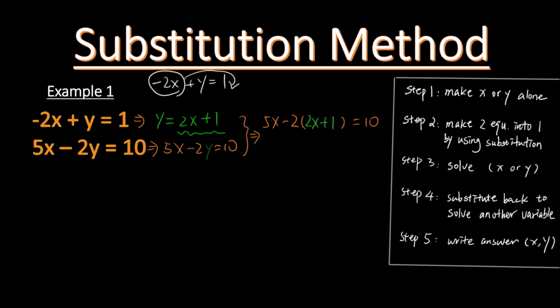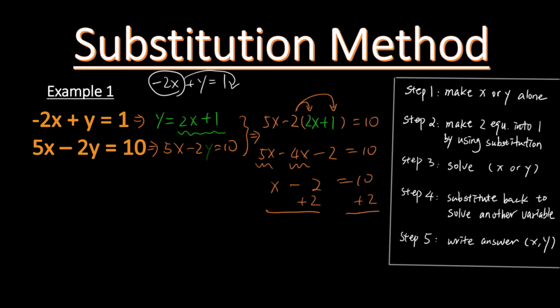We use the distributive property to open this parenthesis. We have 5x minus 4x minus 2 equals 10, and then combine the left terms. 5x minus 4x is x, and then copy down the rest of the number. Then we add 2 on both sides of the equation, so we're left with x equals 12, and this is the value of x.